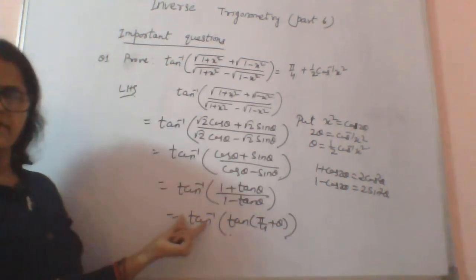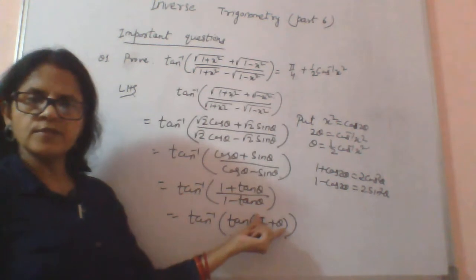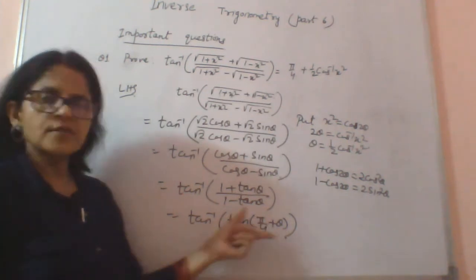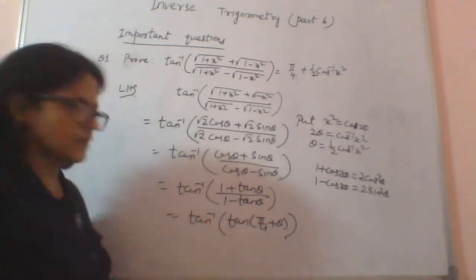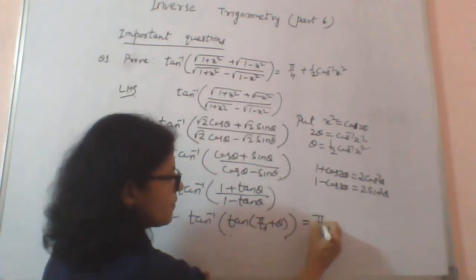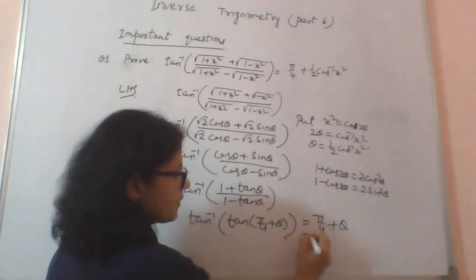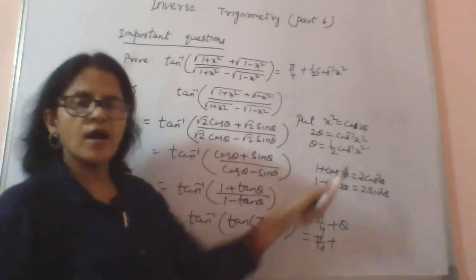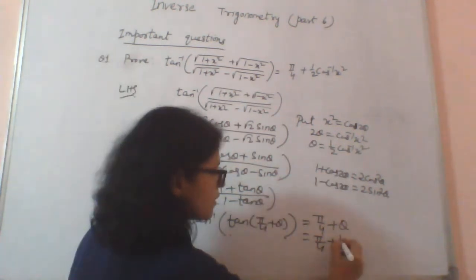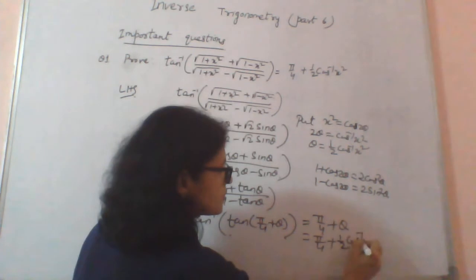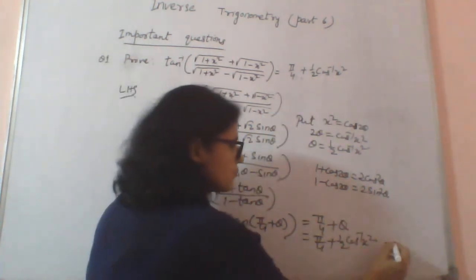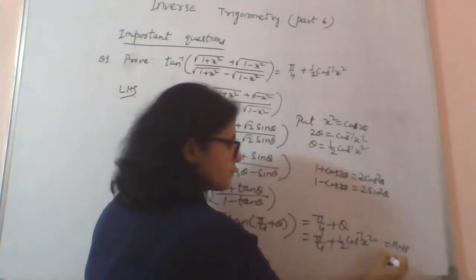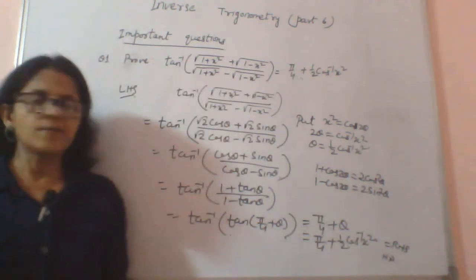So tan inverse tan (pi by 4 plus theta). Since f inverse f x equals x, tan inverse tan x equals x, so we are getting pi by 4 plus theta. And pi by 4 plus theta means pi by 4 plus half cos inverse x square, which is what we need. So this is equal to RHS, hence proved. Just have a look at the steps.